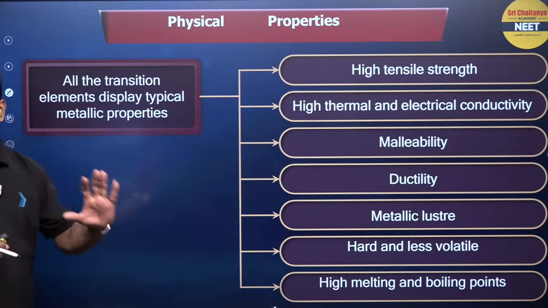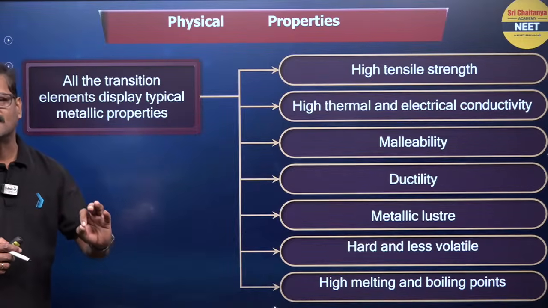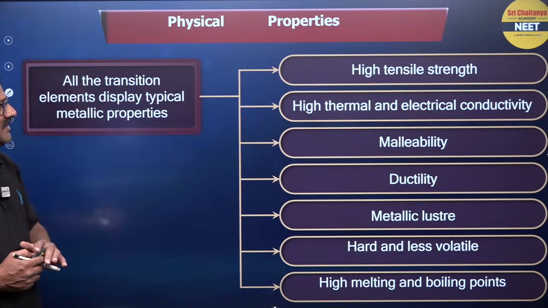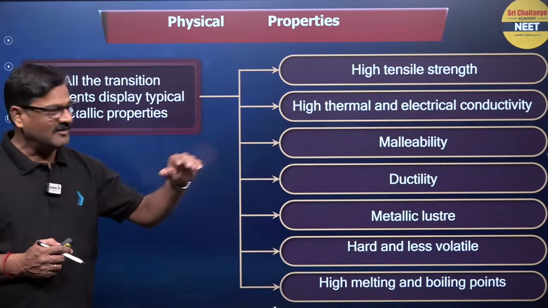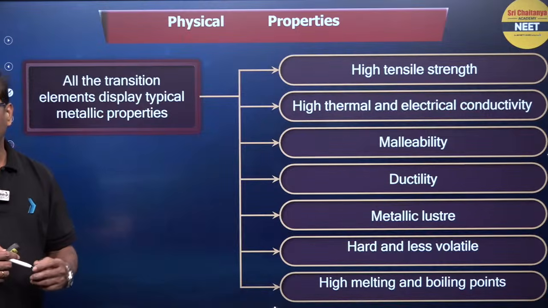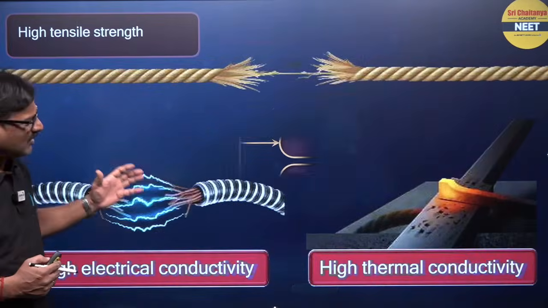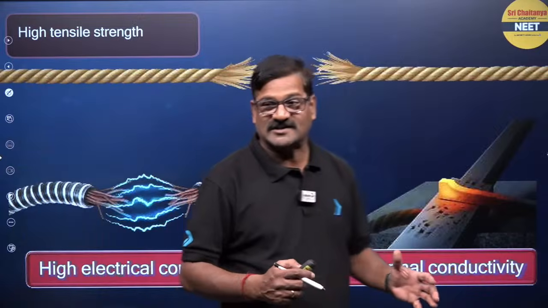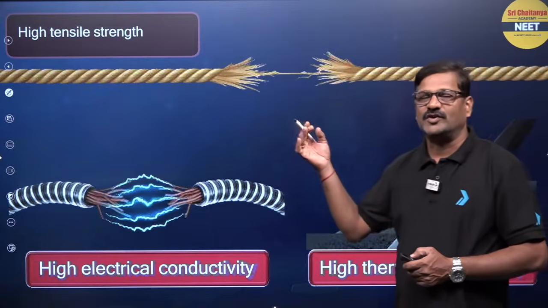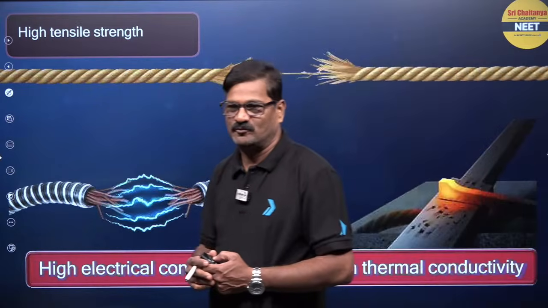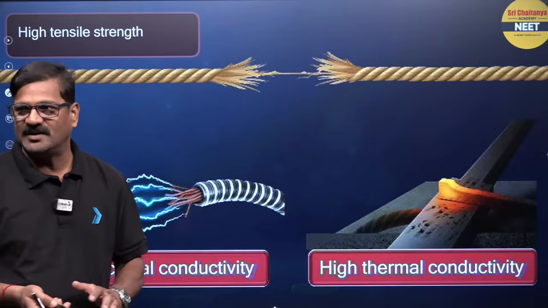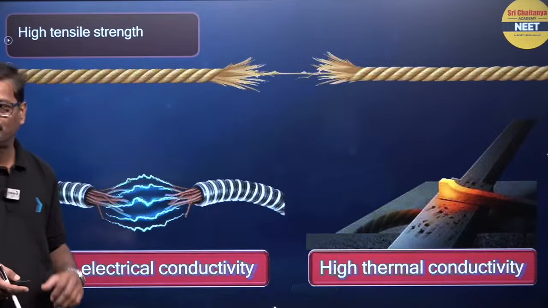All the metals are going to be hard and rigid, and they have high tensile strength and high thermal and electrical conductivity. They have malleability, ductility, metallic luster, are hard and less volatile, and can have high MP and BP. I want to show you the various properties that you experience and can feel. For high electrical conductivity, we use copper wire at a domestic level. Aluminum wire is also a conductor, but we use copper wire preferably. They have high tensile strength.